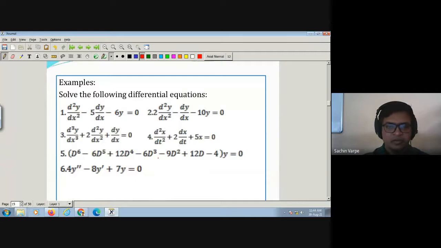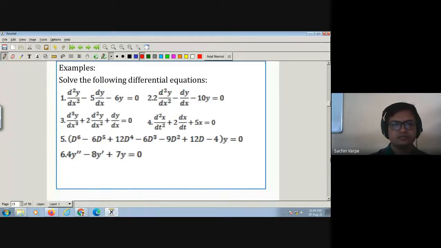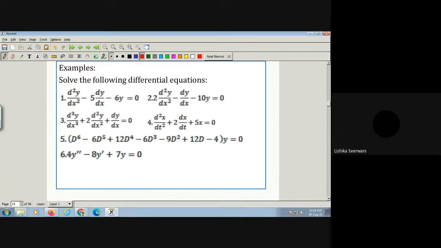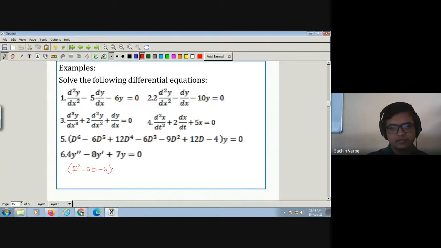Okay. See here, these are the examples. Let us solve them one by one. What is the first step towards the solution? The capital D form. So in case of the first one, the capital D form is (D square minus 5D minus 6) times y is equal to 0. This is a homogeneous differential equation, so its auxiliary equation is D square minus 5D minus 6 is equal to 0, and we solve this auxiliary equation.